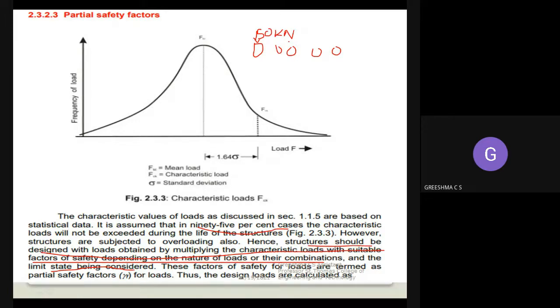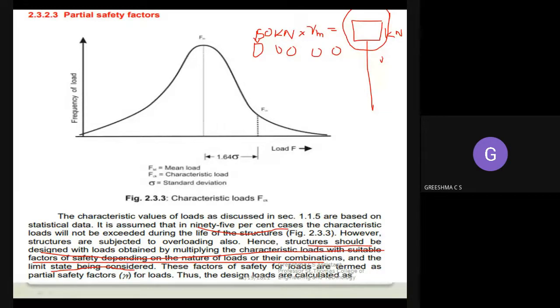Expecting, so there is a chance of overcrowding. Okay, so what I'm doing is that this is my characteristic load. I am multiplying it with a partial safety factor, so I will get a particular value. I will design my structure according to this value to prevent the failure of the structure.